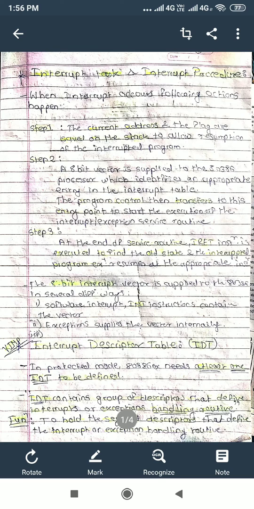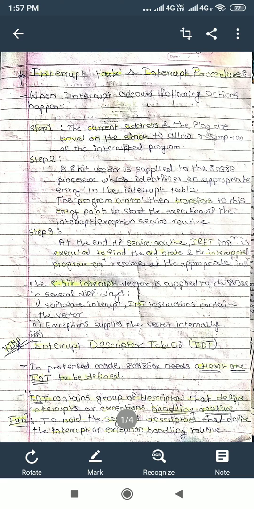Now the basic function of this IDT is to hold the segment descriptors that define the interrupt or exception handling routine. The interrupt, trap or task gate descriptors can be present in your IDT. This IDT can reside anywhere in the physical memory. As we all know, your 80386 has 4 GB of physical memory, right? Its address is stored into the IDTR. The IDT uses the IDTR, interrupt descriptor table register, to locate the IDT. Now there are 256 gate descriptors in your IDT, ranging from 0 to 255.